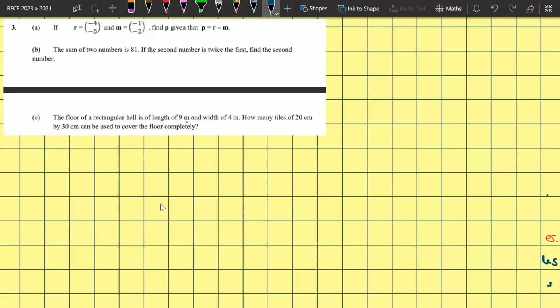Today we are on question 3 of the 2021 BEC Maths paper 2. Question 3, we are adding column vectors. We are subtracting in this case actually. So I'll read through and then we will start with a solution. If R is the column vector (-4, -5), and M is the column vector (-1, -2), find P.